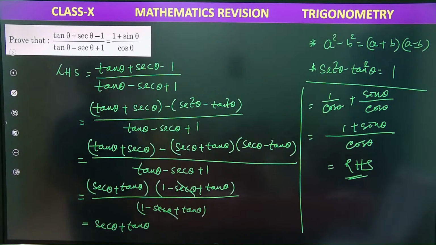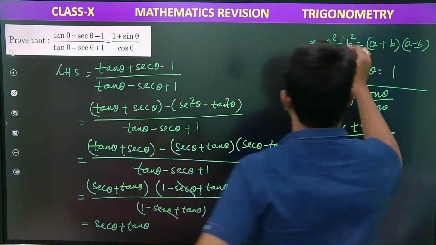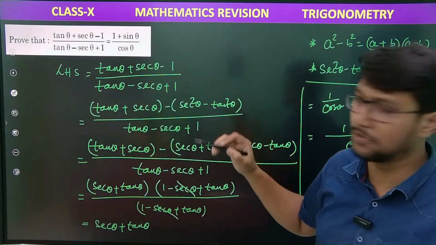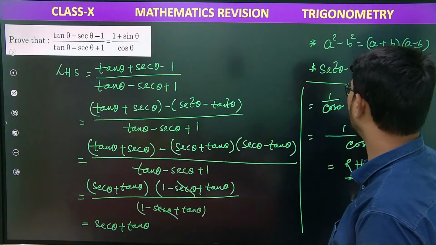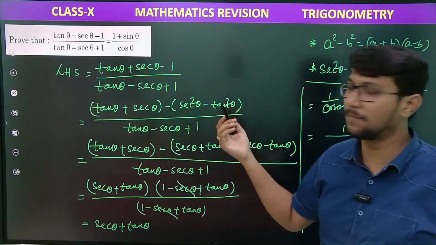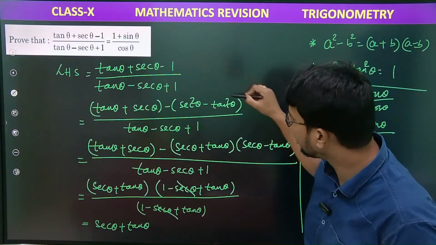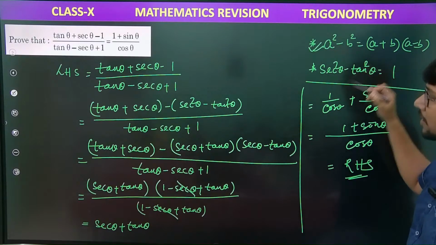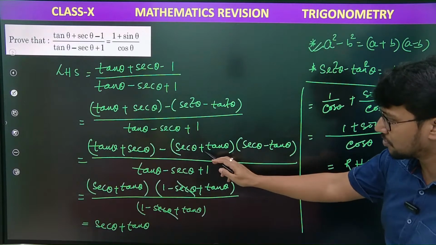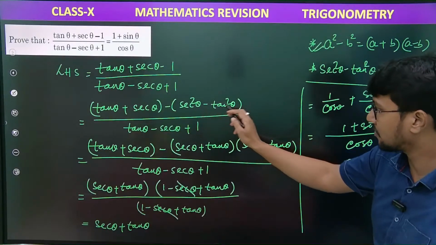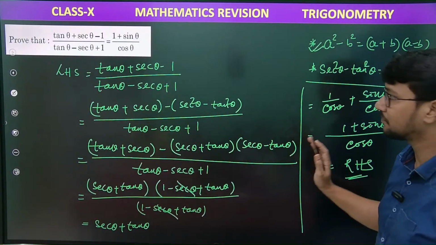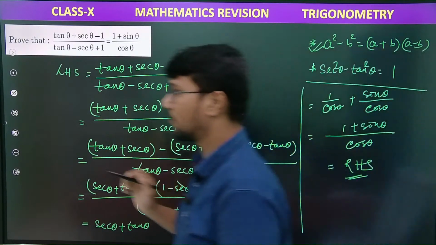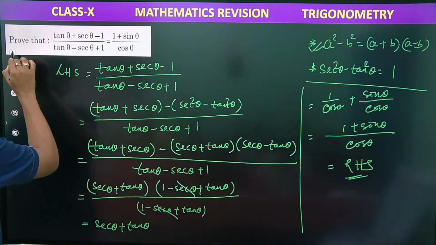Let us move to the next question. Okay? Everyone, remember, beside the question you always write the formula you have used. Here we have used sec square theta minus tan square theta equals 1, at the place of 1 in the second step. And we have used a square minus b square in the third step. Done? Let us move to the next question.